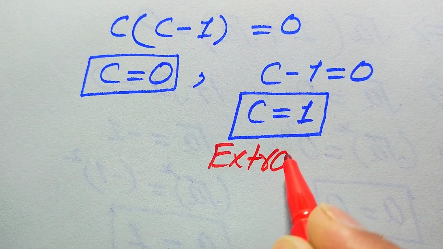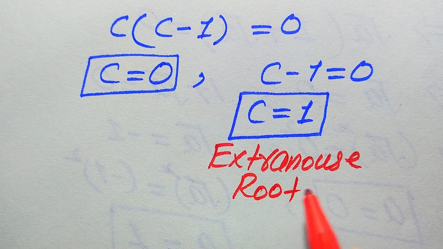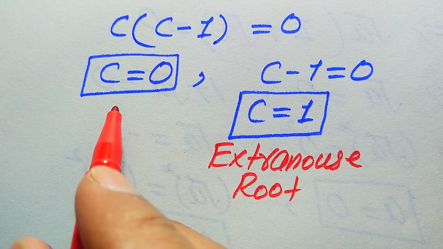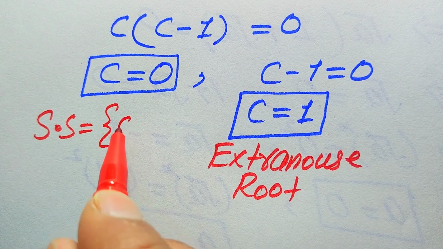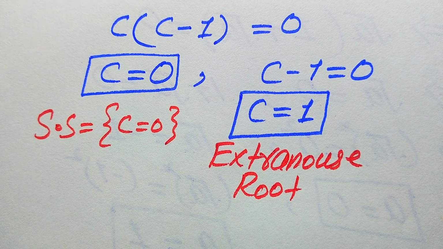So we call c equals 1 the extraneous root of the given equation, and c equals 0 the solution of the given equation, because c equals 0 is the only value which satisfies our given question statement. So this is our final answer of this question.